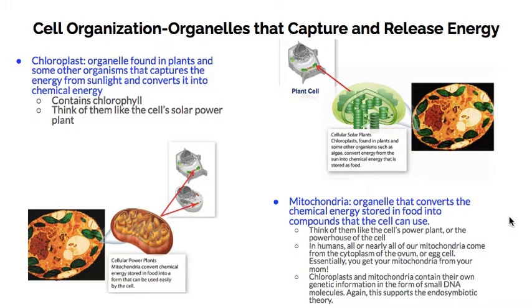In humans, all or nearly all of our mitochondria come from the cytoplasm of the ovum, or the egg cell. So essentially what that means is that you get your mitochondria from your mom. And when we talk about genetics in Unit 4, then we're going to come back to that idea. But again, chloroplast and mitochondria contain their own genetic information in the form of small DNA molecules. And that, again, is supporting that endosymbiotic theory.